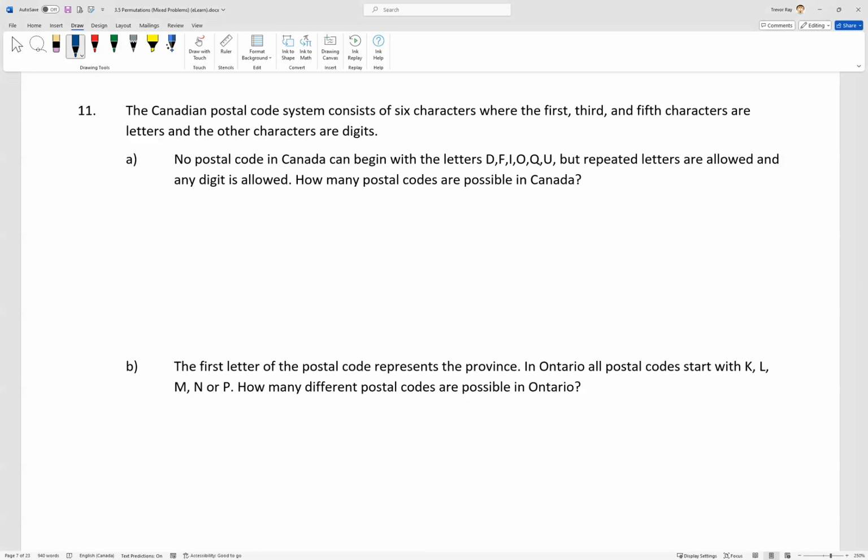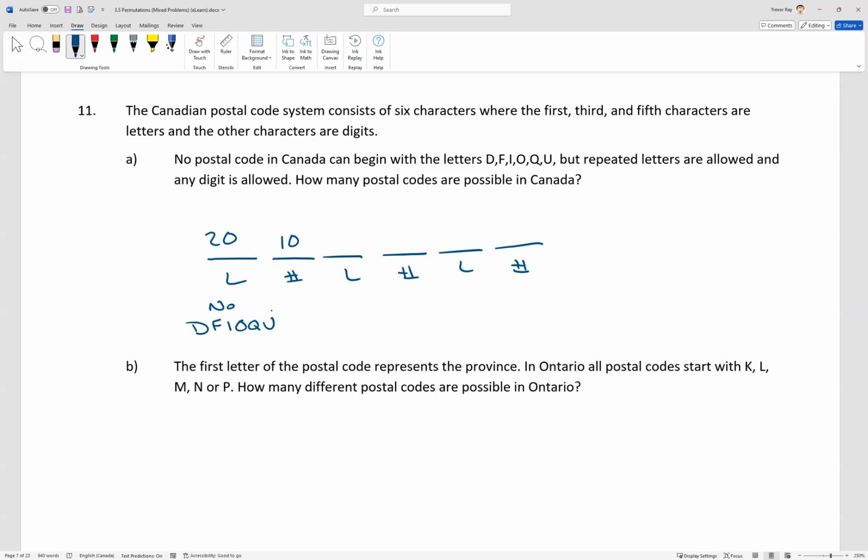So here's the way I want to think about it. We're going to have a letter, number, letter, number, letter, number. And the restriction on the first one is no D, F, I, O, Q, U. For letters, there are 26 letters in the alphabet. Once we've eliminated those 6, there are 20 choices for that first spot. The second spot can be 0 through 9, so any of the 10 numbers is possible.